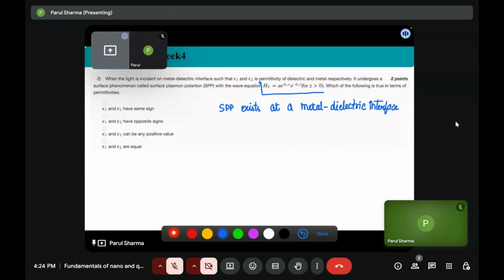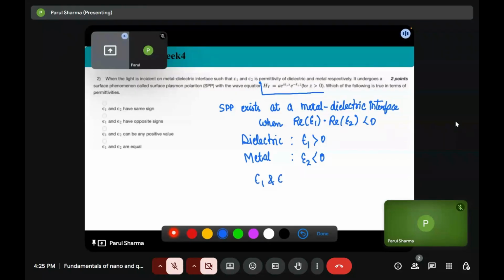So it will occur when the real part of epsilon 1 and real part of epsilon 2 have opposite signs, that is, one is lesser than 0. So we have a dielectric which has epsilon greater than 0 and a metal with epsilon 2 less than 0. So it means epsilon 1 and epsilon 2 have opposite signs.